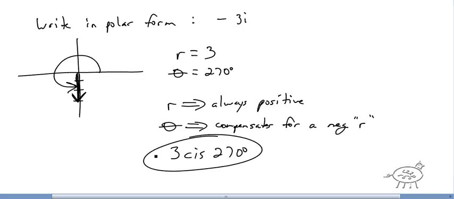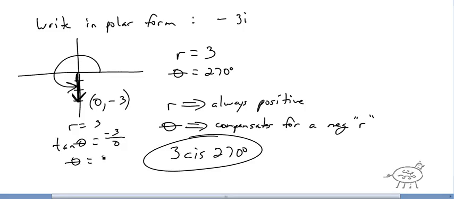Again, you could have done it more algebraically, and this coordinate right here would be your x value would be 0 and your y value would be negative 3. And so it would be negative 3 squared plus 0 squared, the square root of that, and then we say r equals 3, and we do the tangent of theta is equal to y over x, so negative 3 over 0. Well, it's undefined, and where is it undefined? It's undefined either at 90 degrees or 270 degrees. In this case, where it's located, it would be 270 degrees. So, again, I think the picture is a lot easier, but it's your call.